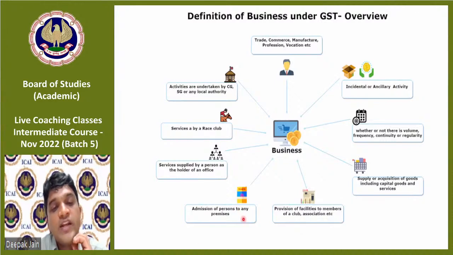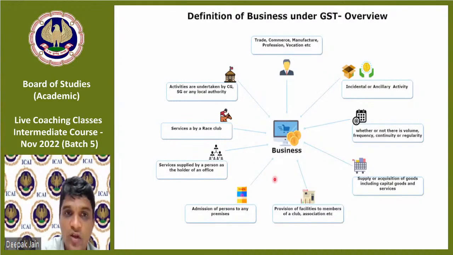Admission of persons to any premises means what? Admitting a person to any premises, entry charges, entry fees, what you collect, the people who are doing that entry activity, they are also under the business. So they cannot say, no, we are not doing anything, we are just allowing people inside. Exhibition is held, you're collecting entry charges, you're admitting persons to that premises, you are providing business.